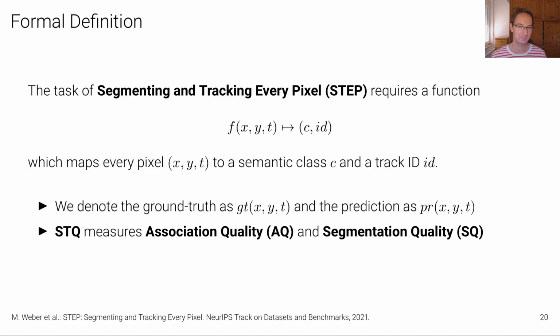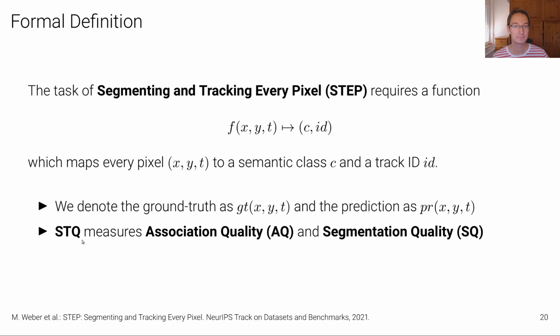So let's look at the metric that we propose now. And let's start with a formal definition. The task of segmenting and tracking every pixel requires a function which maps every pixel (x, y, t) to a semantic class C and a track ID, which we call ID. And this is illustrated here. F of (x, y, t), space and time, maps to the class and the ID. We denote the ground truth as gt(x, y, t) and the prediction as pr(x, y, t).